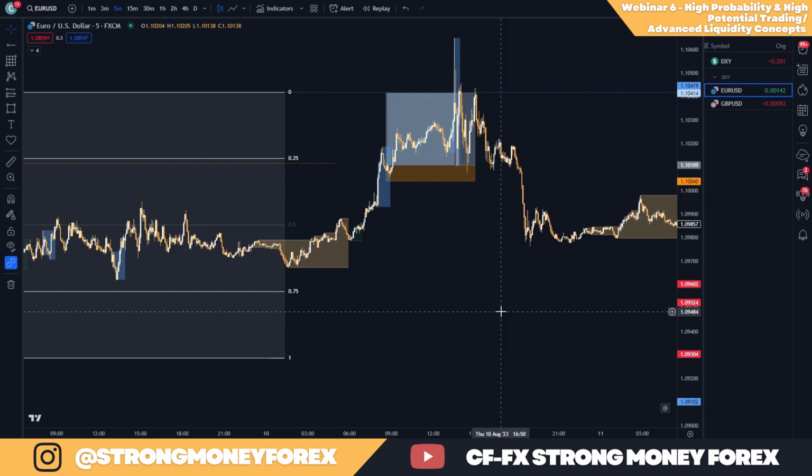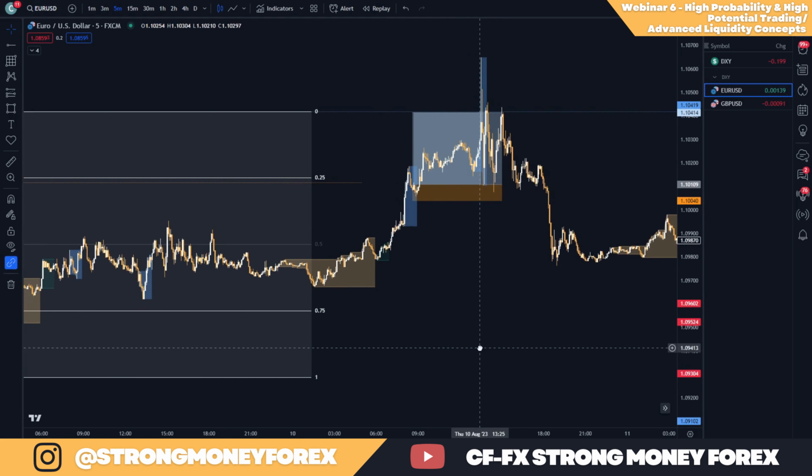Anybody? Is the stop safe there? No, of course not. Why not? It's a low time frame, and also we have imbalance left. Yeah, that's it, exactly right. So we've got an imbalance left below there.